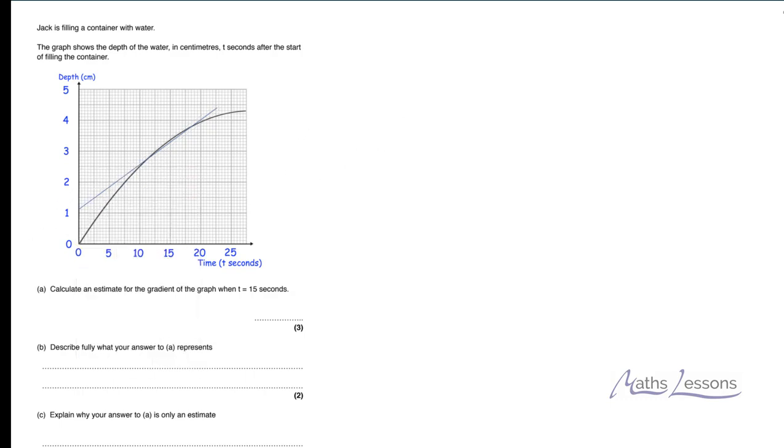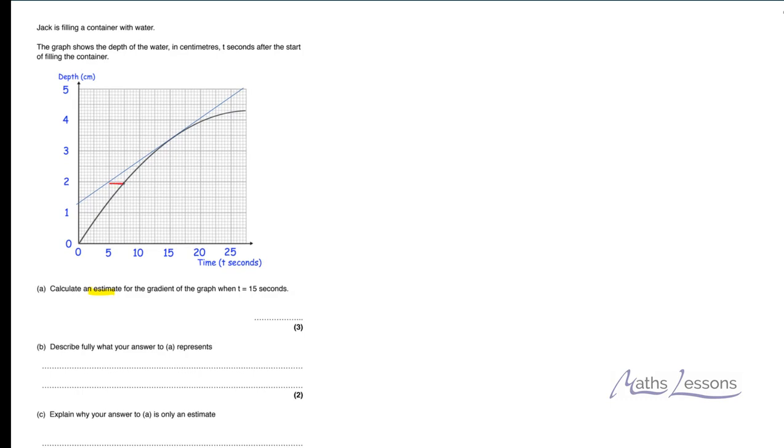And I've just got to move that line slightly so that it does form a tangent at 15. So that's not a bad tangent at 15. Now, you won't be expected to get this exact. It's going to be an estimate. Just say the word estimate because you're drawing an imperfect tangent.